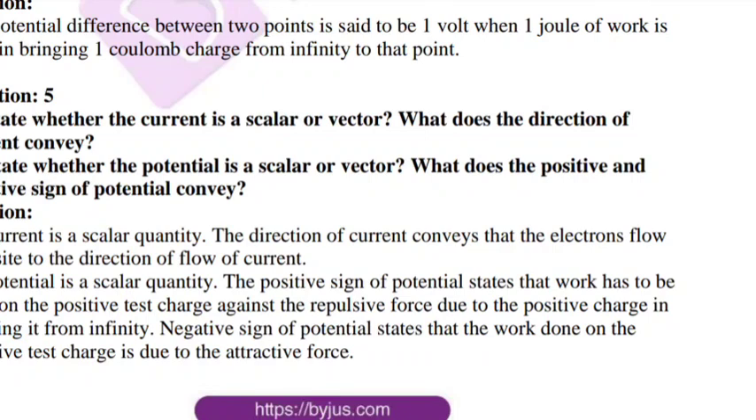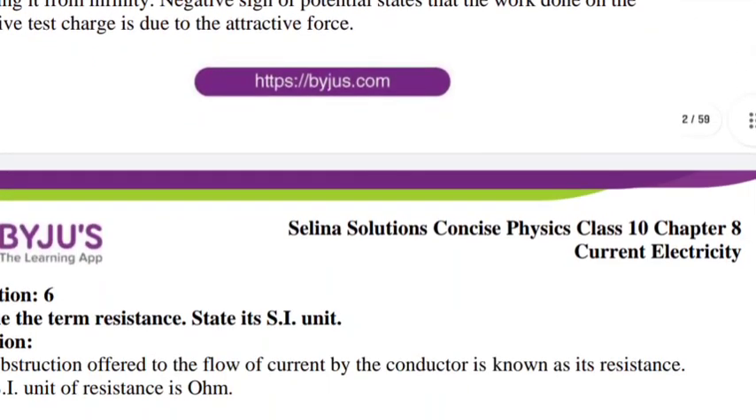The positive sign of a potential states that work has to be done on the positive test charge against the repulsive force due to the positive charge in bringing it from infinity. The negative sign of a potential states that the work is done on the negative test charge due to the attractive force.